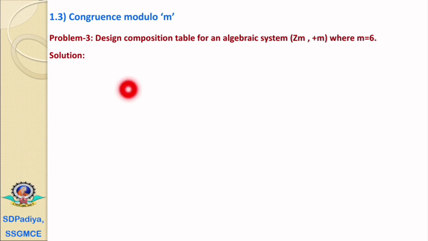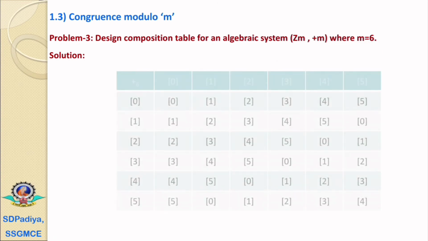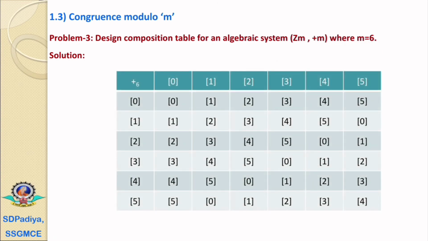Now problem 3 is to design the composition table for an algebraic system, that is Zm comma plus m, for the addition operation where m is equal to 6. Now we'll directly try to understand with the composition table, without solving all the steps.